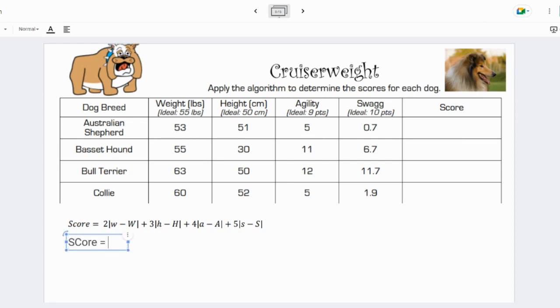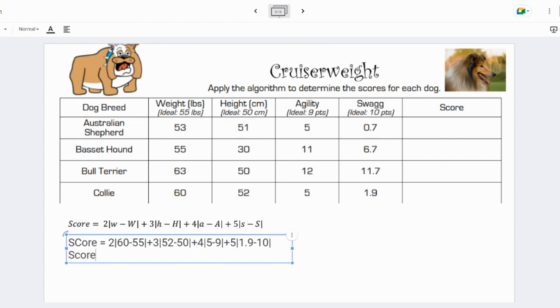So we'll go ahead and start here. Score equals 2 times 60 minus 55, plus 3 times 52 minus 50, plus 4 times the absolute value of 5 minus 9, plus 5 times the absolute value of 1.9 minus 10. Let's go ahead and solve inside the absolute value symbols.